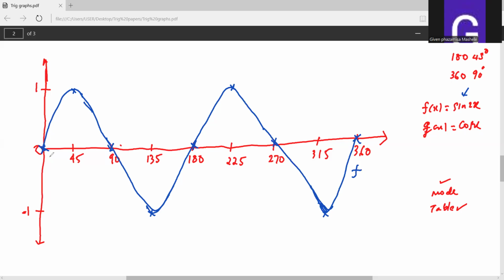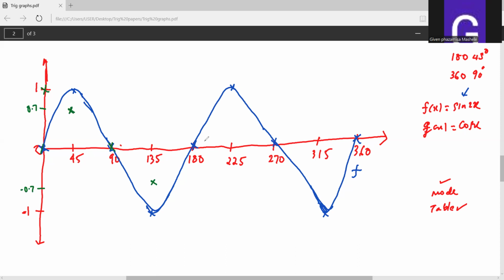So when x is 0, then the y is 1. When x is 45, the y is roughly 0.7. Let's assume it's 0.7 something. So it means they will intersect somewhere there. Then when x is 90, the y is 0. Then when x is 135, the y becomes negative 0.7. So let's assume somewhere there it's negative 0.7. So it means the graph will be somewhere there. They will meet at that point.